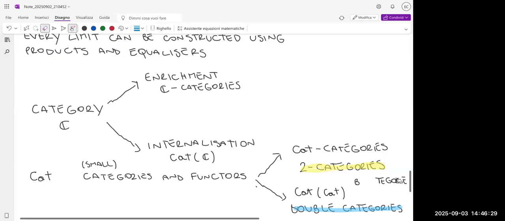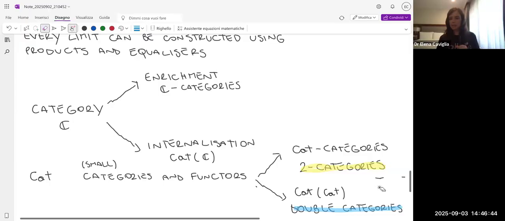Hey, Elena, thank you for the wonderful presentation. I was just wondering, so we have these two constructions, two categories and double categories, and then you mentioned we'd also briefly touch on bicategories. Are bicategories a kind of multi-category?